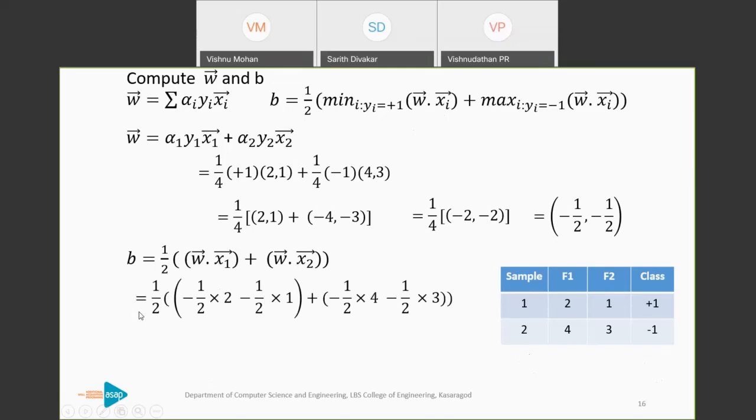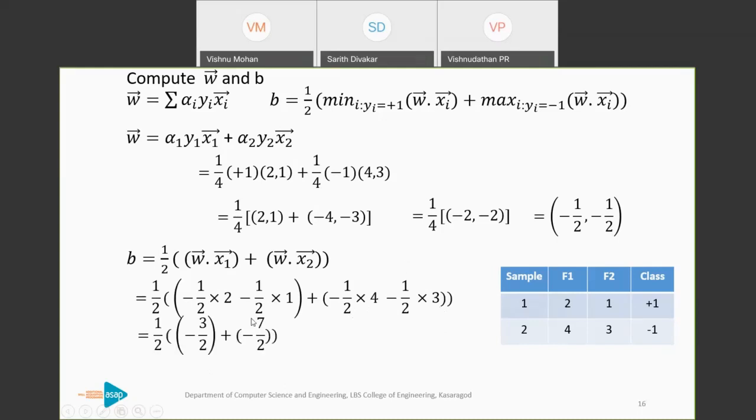Here W is minus 1 by 2, minus 1 by 2. So you are taking the dot product of this W with x1: minus 1 by 2 into 2, minus 1 by 2 into 1. Now take the dot product of W with the second sample: minus 1 by 2 into 4, minus 1 by 2 into 3.